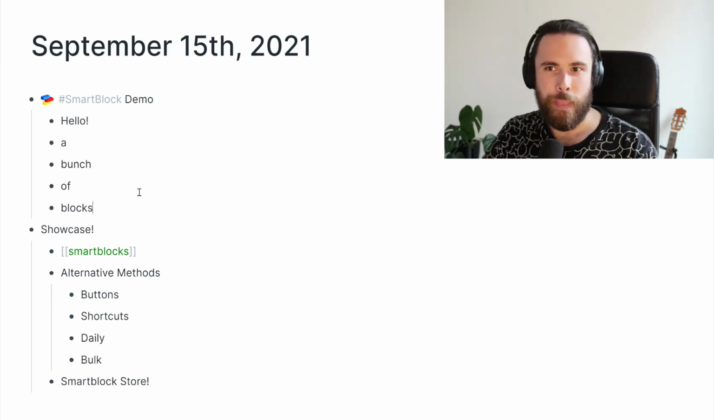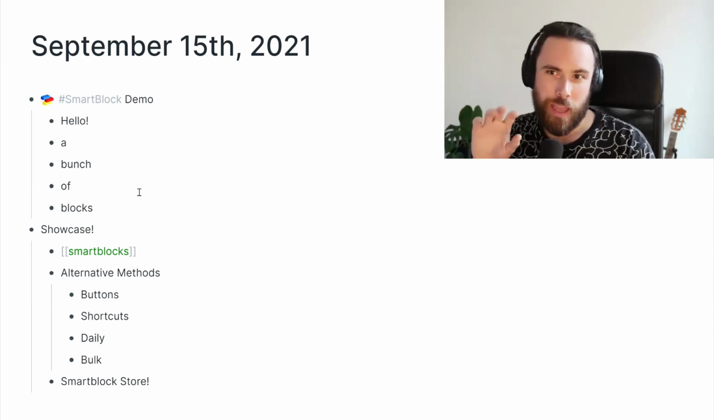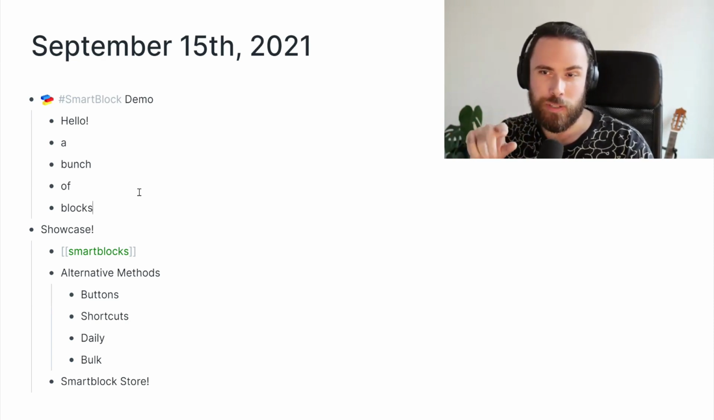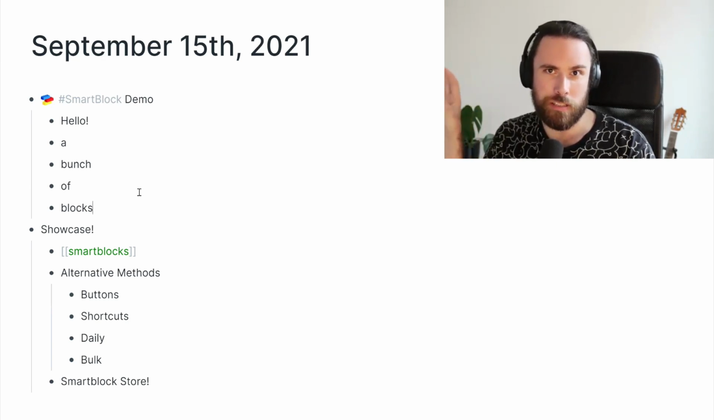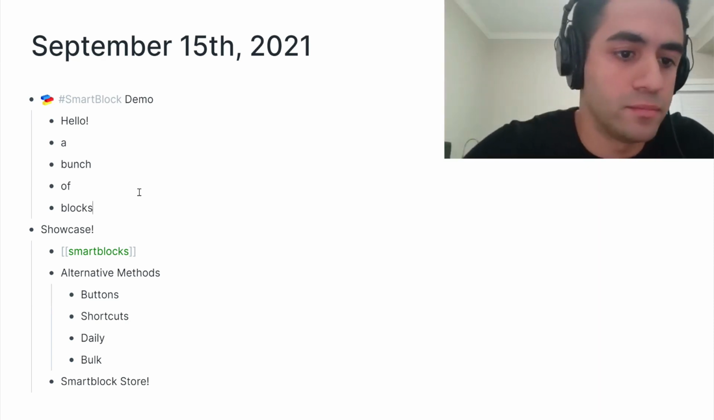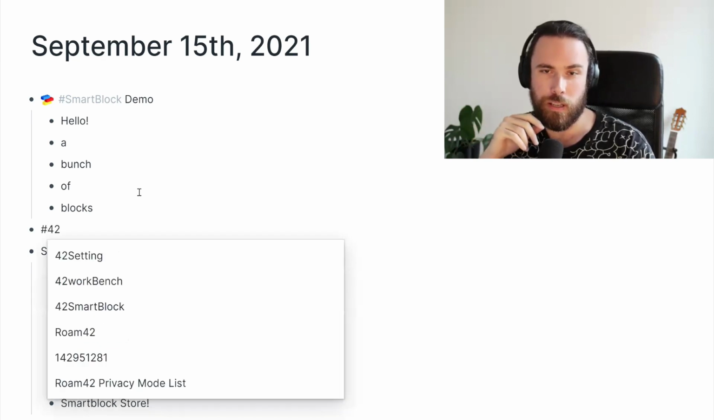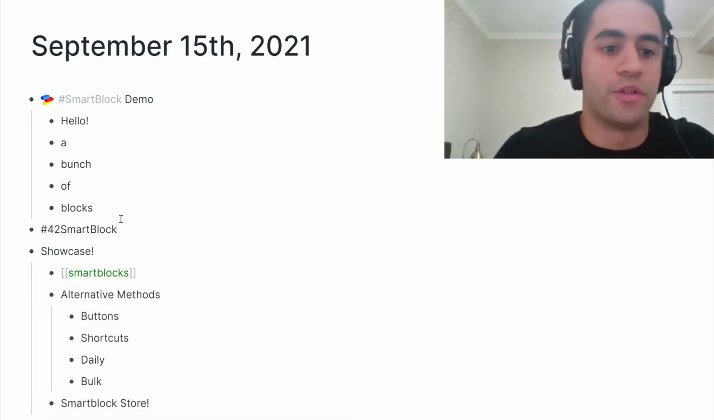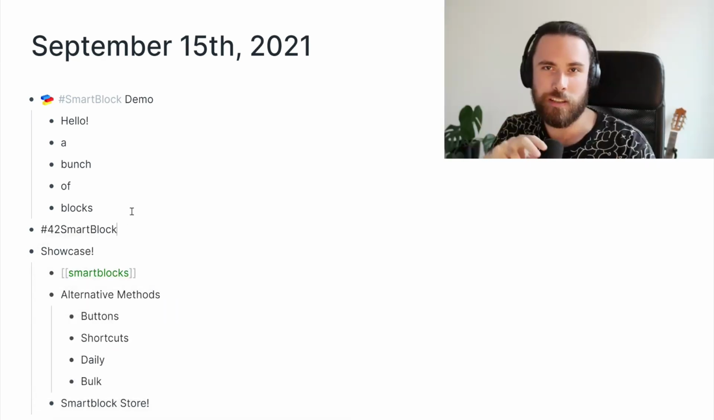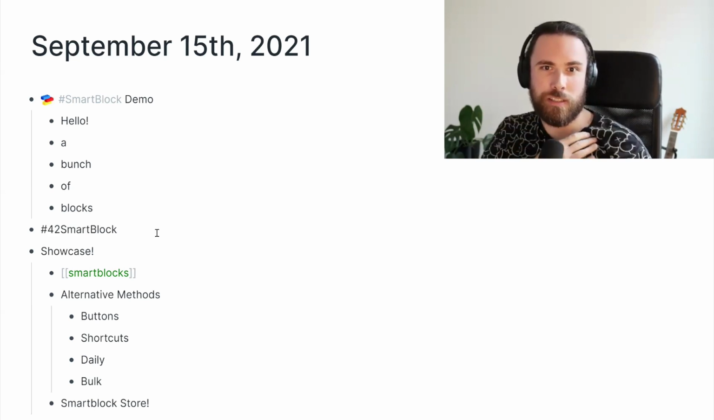Yeah. And you also mentioned, and it also caught my attention, you can use hashtag SmartBlock, but also 42 SmartBlock. That was the old annotation to mark a branch of blocks as a template. So now you can use both, right? Is it also case sensitive? It is case sensitive because it's a Roam tag.